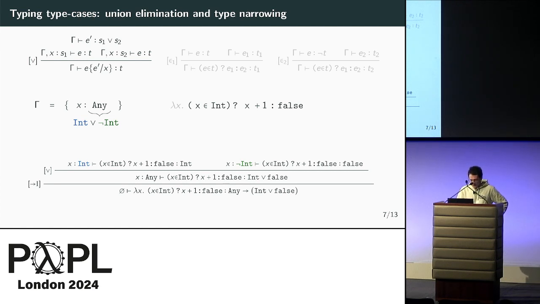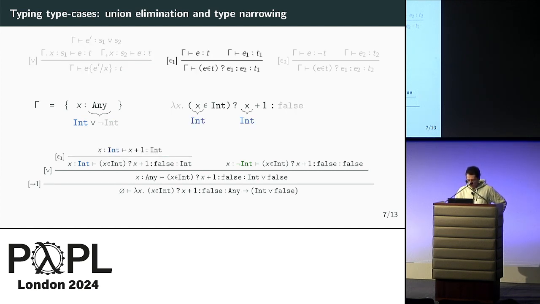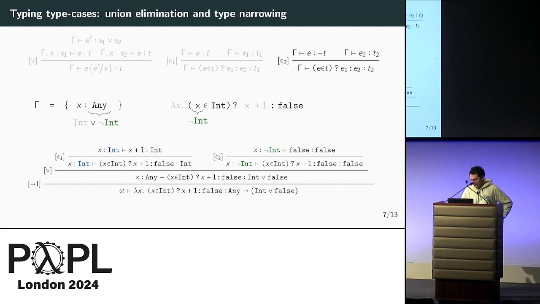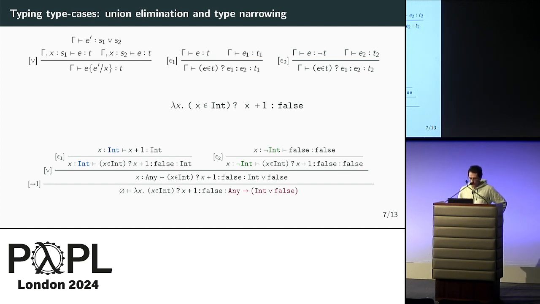And so for the case where it is an integer, now we can type the type case using the first type case rule. And note that the first branch is typed under the assumption that x is an integer. And then we can treat the second case where x is not an integer, and this time we type it using the second rule for type case. And in the end, we are able to derive the type any to int or false for this function.